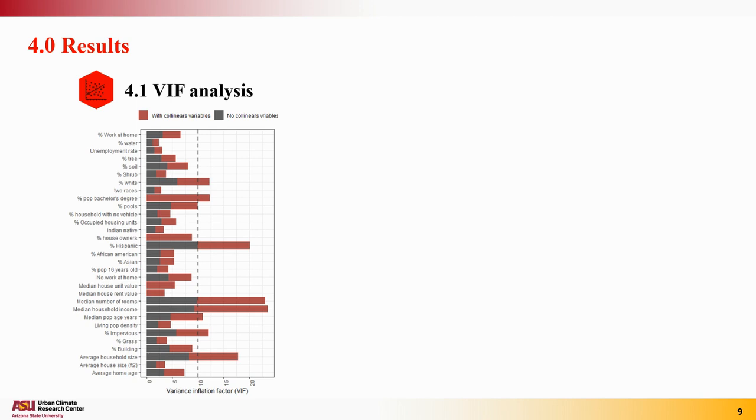So as a result of the various inflation analysis, we identified that there is a high correlation when we use all the variables. Some variables, such as the percentage of population that has a bachelor's degree, the price of houses, and the price of rent, are highly correlated with household median income. So we decided to remove those variables and reduce the multicollinearity.